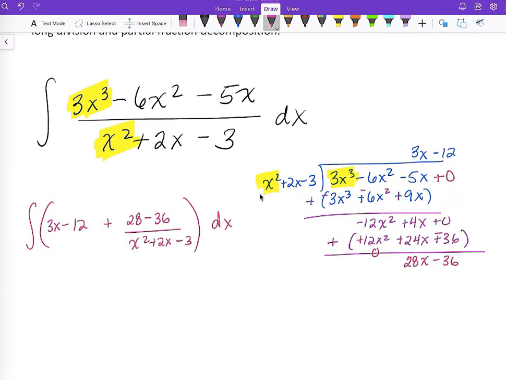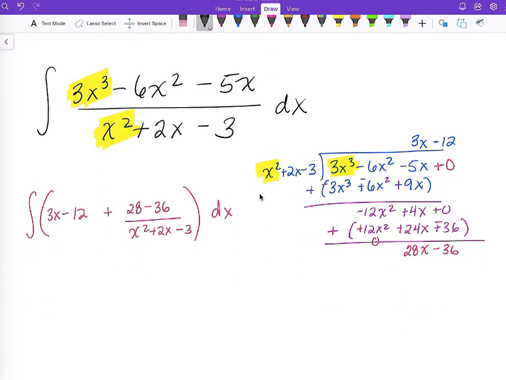Okay, at this point, this is a little bit better. These two terms we know how to take the antiderivative of. This one we still have to decide what we want to do with. Because the denominator is factorable, I can factor it into x plus 3 and x minus 1. I'm going to try partial fraction decomposition over here. I'm not going to simplify too much, so I'm just going to write 28x minus 36 over x plus 3 times x minus 1.